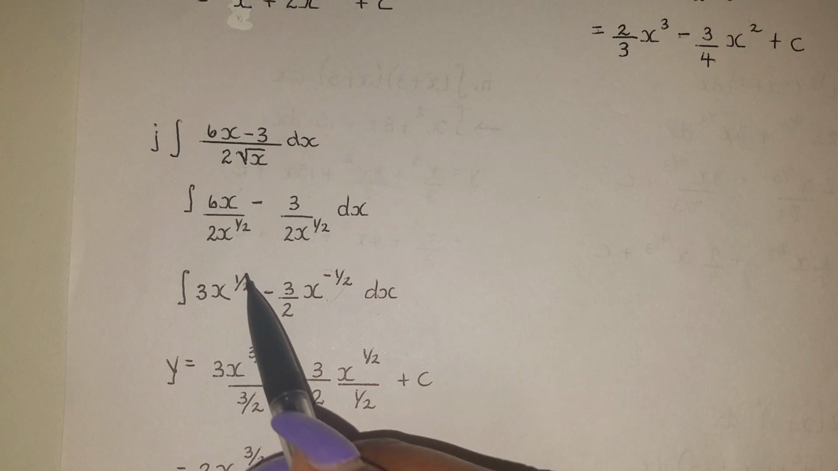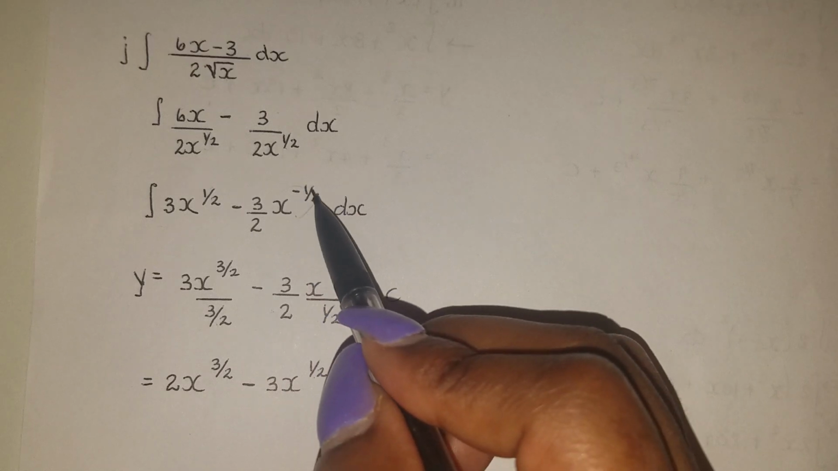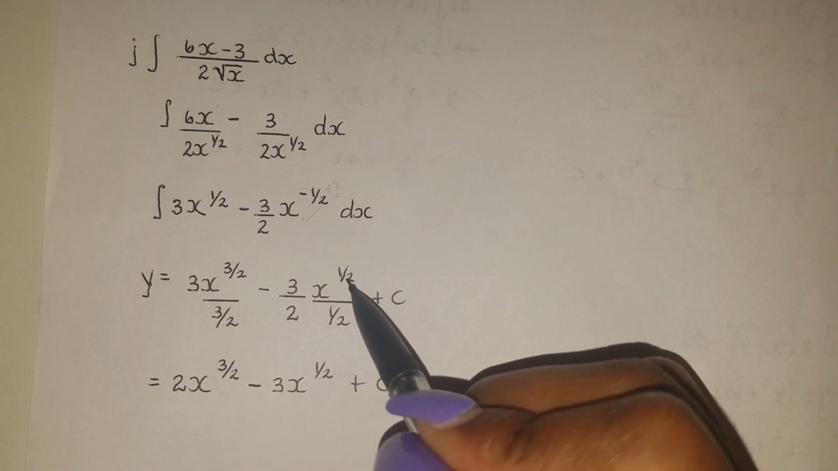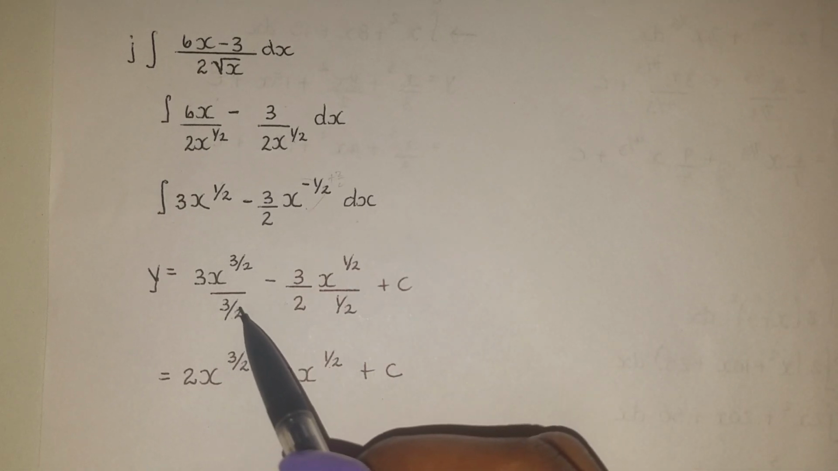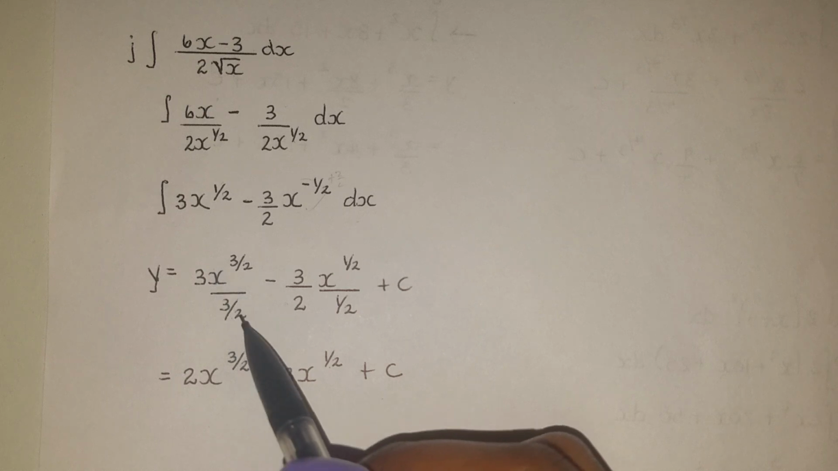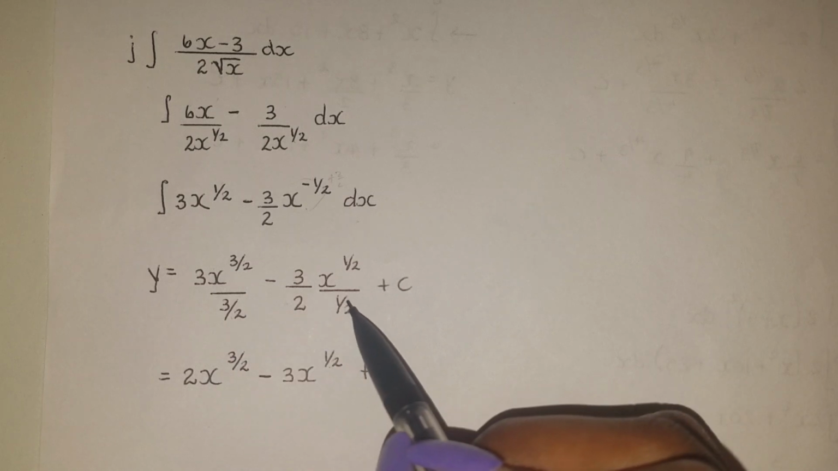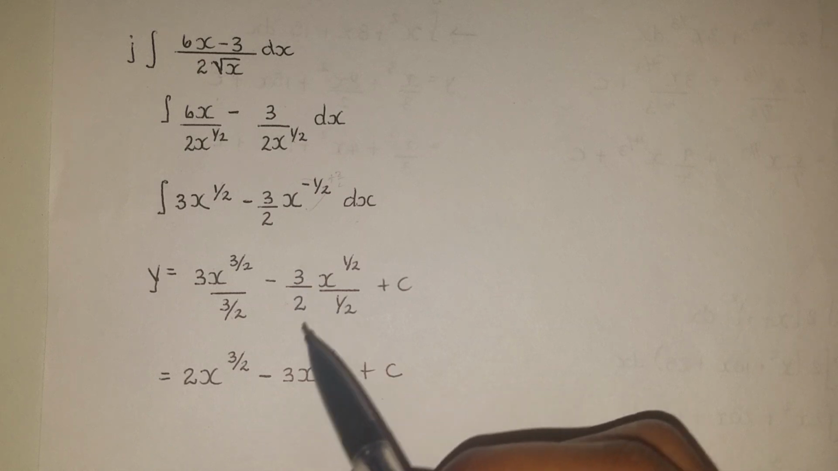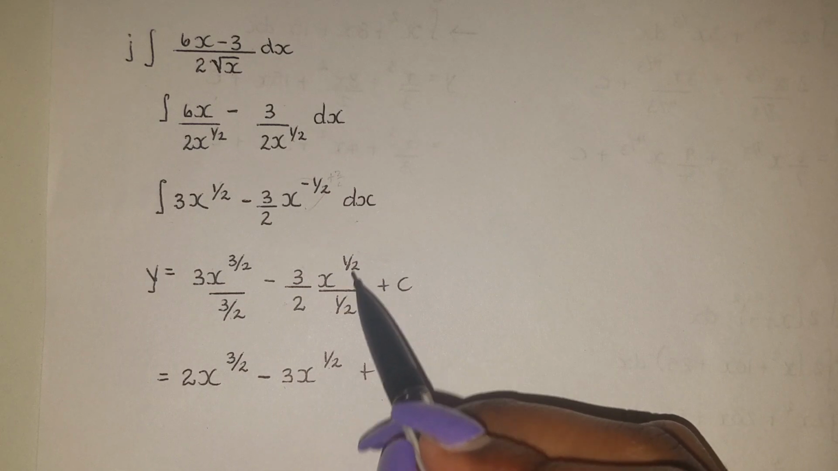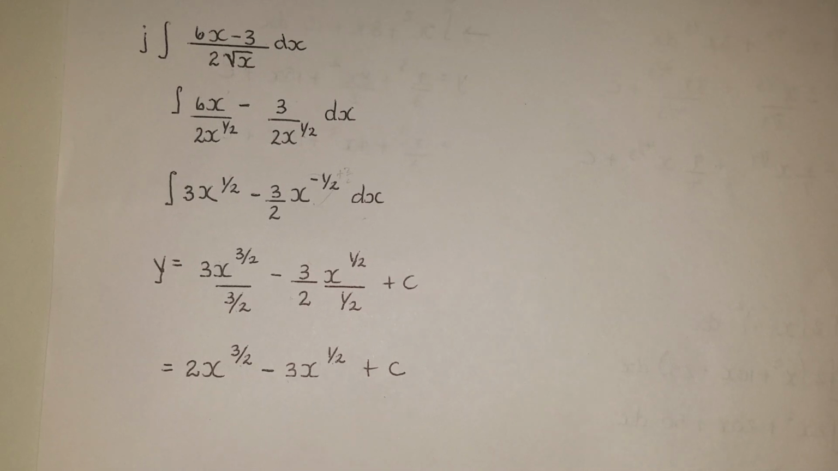Add 1 to a power of half to get 3 over 2 and divide by 3 over 2. Add 1 to negative half and get 1 over 2, divide by 1 over 2. So when we simplify, this goes up as 2 over 3. So 2 over 3 times 3 gives us 2. Write back our x raised to 3 over 2. This half goes up as 2 over 1. And when we multiply by this 3 over 2, we get 3. And this x to the half goes back. So this is now our final answer: y equals 2x raised to 3 over 2 minus 3x to the half plus c.